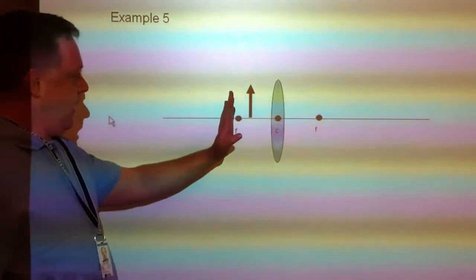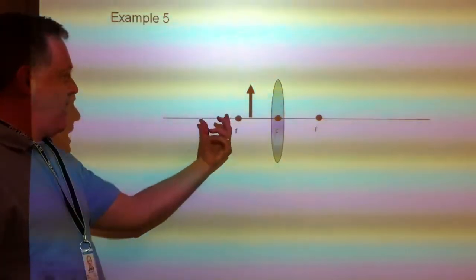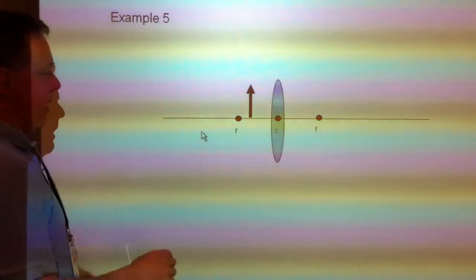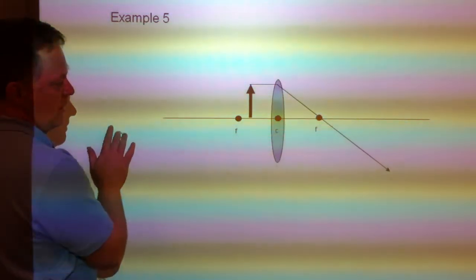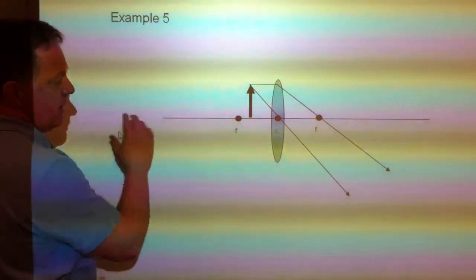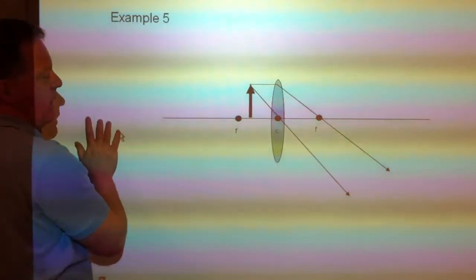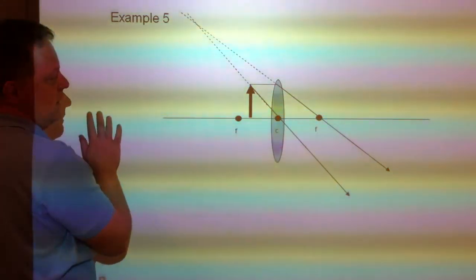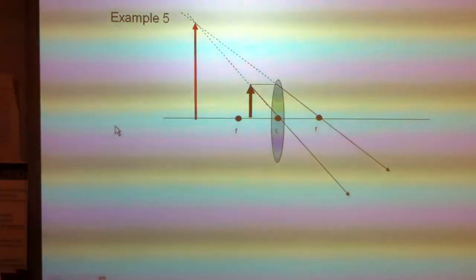Our next example, we're going to put the object inside the focus. So I'm skipping the one where it's between f and 2f. Now, we draw in our rays: parallel, down through the focus, down through the center. They're not going to meet back here, so we're going to do dotted lines back up this way until they meet. So they're meeting back here. So there is my image.